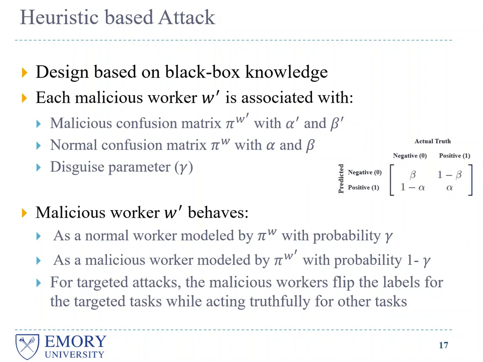To model such behavior, each malicious worker is associated with two confusion matrices and one disguise parameter. One of the confusion matrices is called the malicious confusion matrix, with two parameters, alpha prime and beta prime, and the other one is the normal confusion matrix with alpha and beta parameters. Each malicious worker behaves as a normal worker, modeled by the normal confusion matrix, with the disguise probability, and behaves as a malicious worker, modeled by the malicious confusion matrix, with 1 minus the disguise probability. For targeted attacks, the malicious workers flip the labels for the targeted tasks while acting truthfully for other tasks.